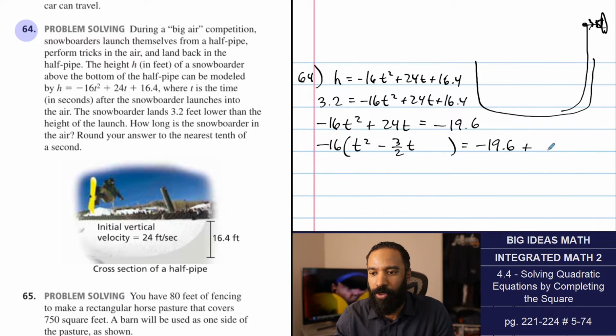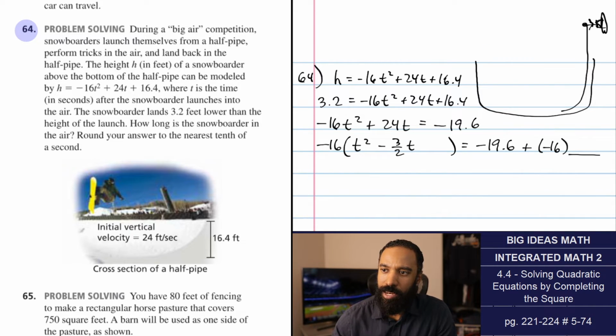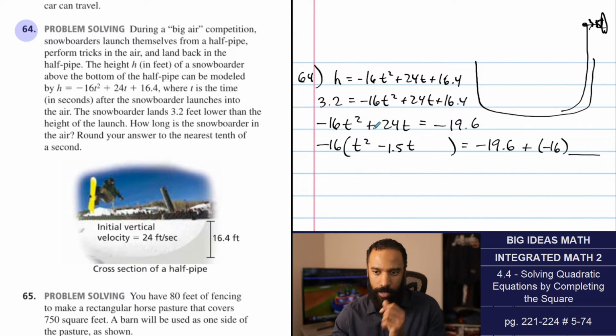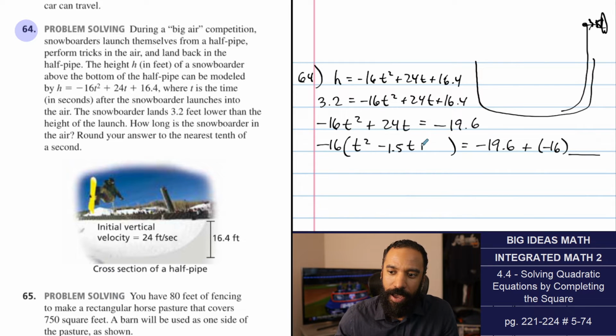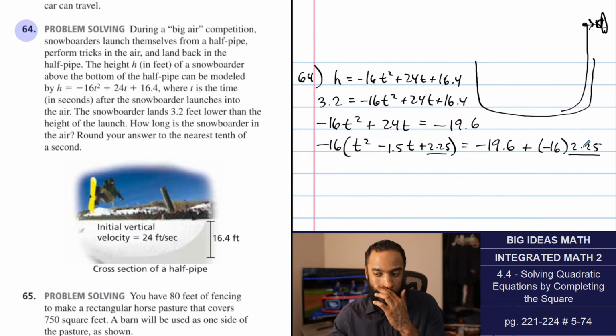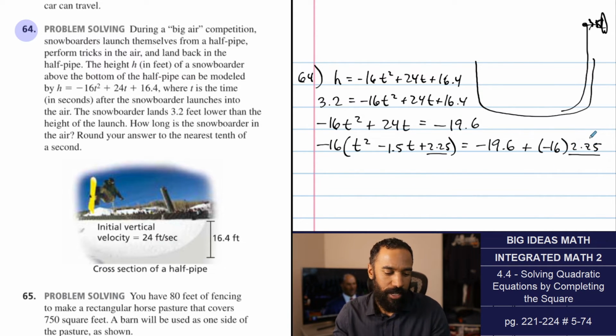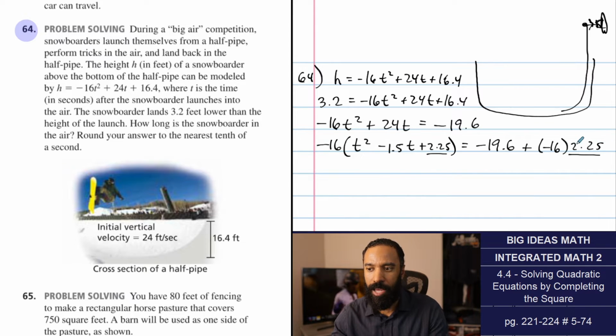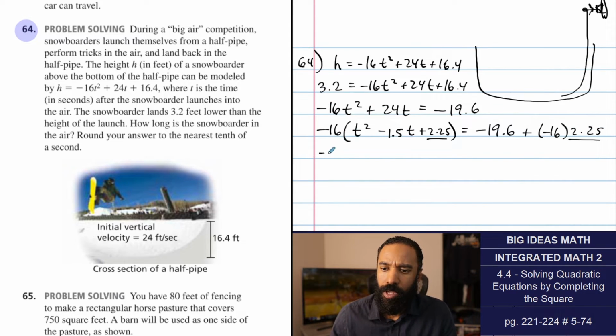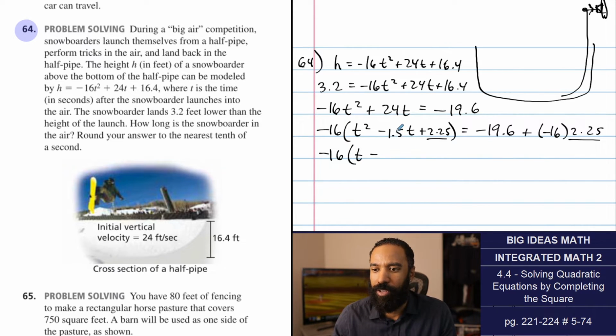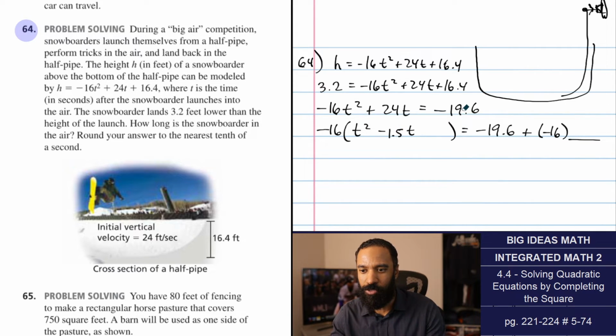Negative 19.6 plus negative 16 times whatever's going to happen there. You know what? I can use decimals. 1.5 is the number that comes out when I factor out the 16. And 1.5 squared is 2.25. So I'm going to add 2.25 times negative 16. So this is negative 16 times t minus, what's half of 0.5? Oh, wait a second. I did this wrong. Hold on. Go back. This is why I need to use fractions.